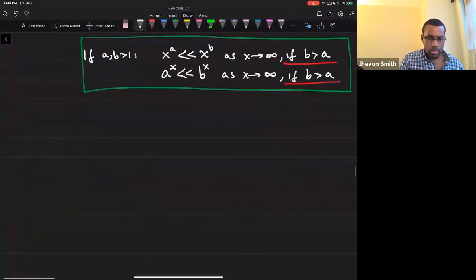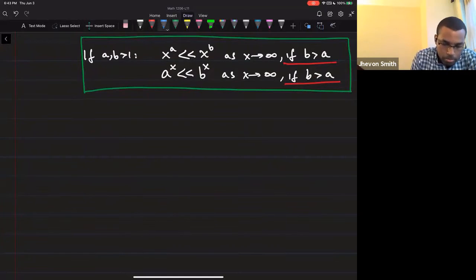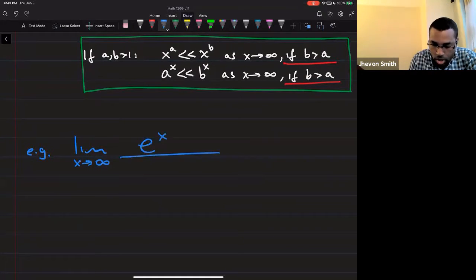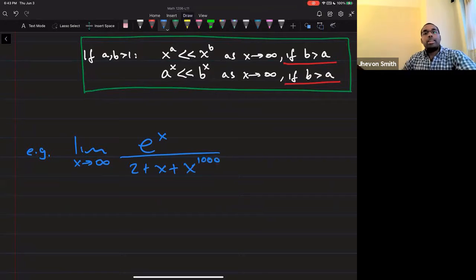So, example. I'm looking at, say, the limit as x approaches infinity of e to the x over 2 plus x plus x to the 1000, right? You see a random limit like that. First thing you would do: can I plug in the x value? Dude, the x value is infinity. You can't plug it in. All right, can I simplify so I can plug in the x value? Dude, the x value is infinity. You can't plug it in, and how are you going to simplify that thing anyway? All right, so the first 2 steps don't work.